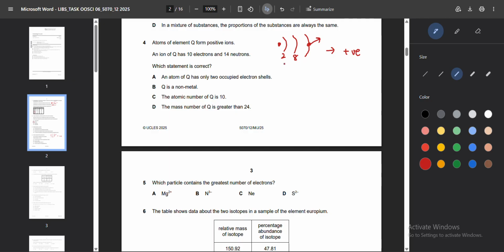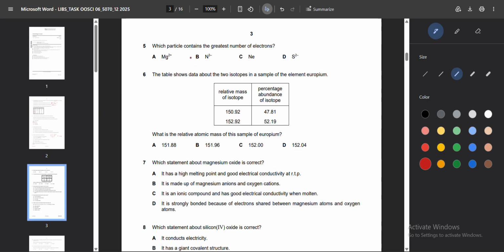So that means that it should have more than 10 electrons. It might have 11 or 12 electrons plus 14 neutrons. So that makes its mass number greater than 24. So it means that option D is the correct option.